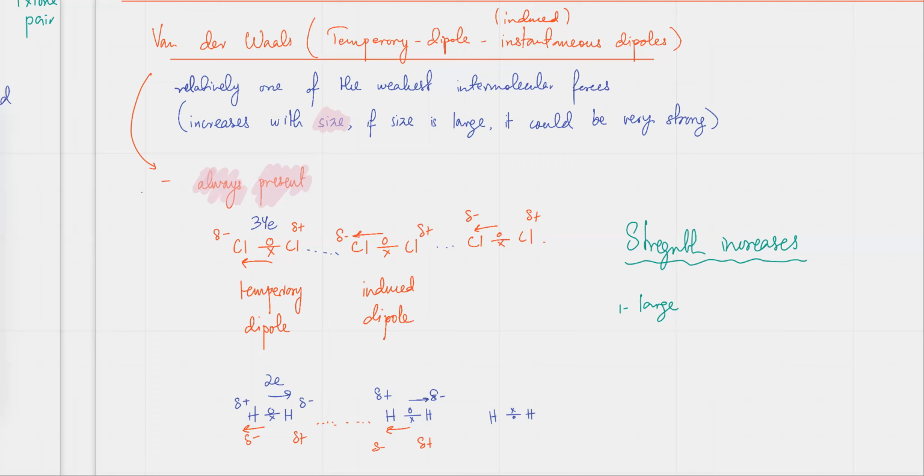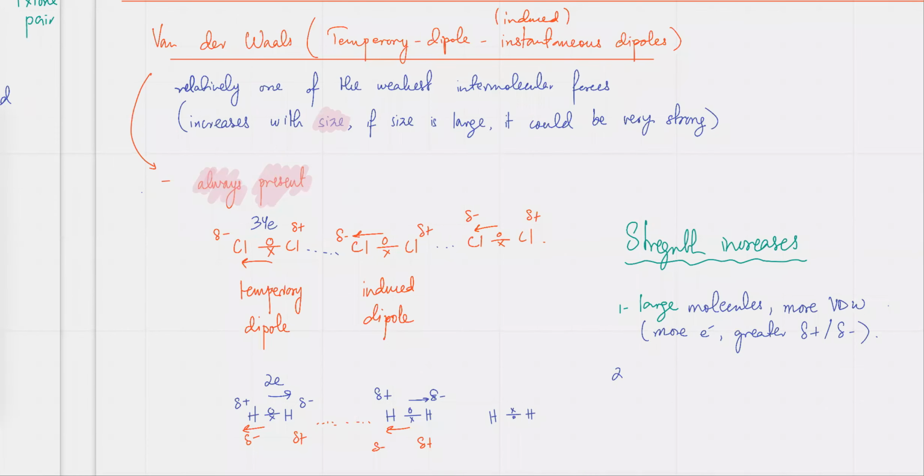So large molecules are going to have more van der Waals forces. Why? Because they've got more electrons, which would result in greater slight positive, slight negative charges, even though they are temporary dipoles.